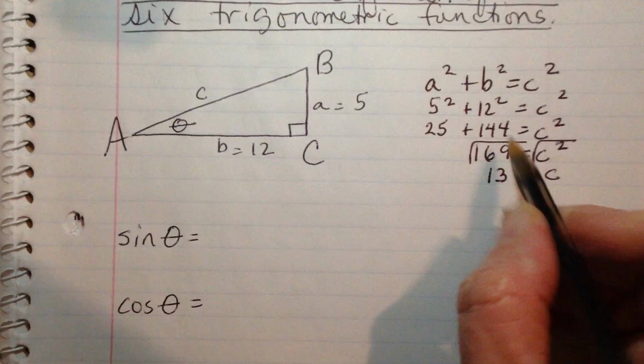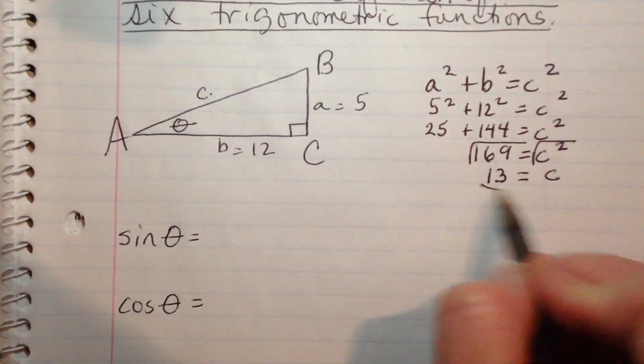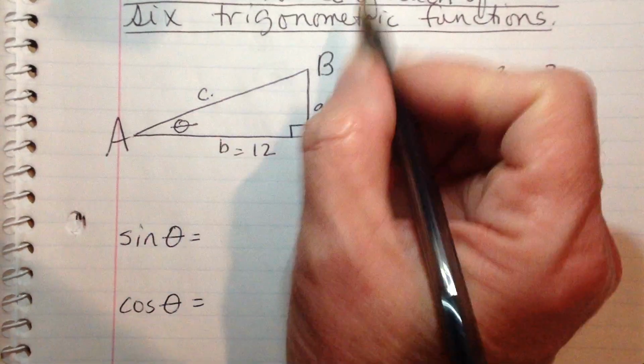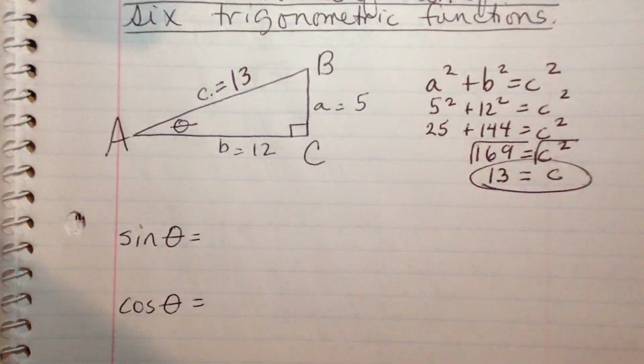But there's no such thing as a negative length of a side. Therefore, we only get positive. So my c is 13.